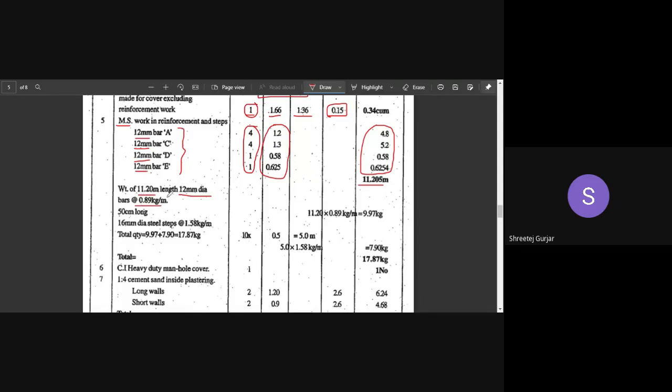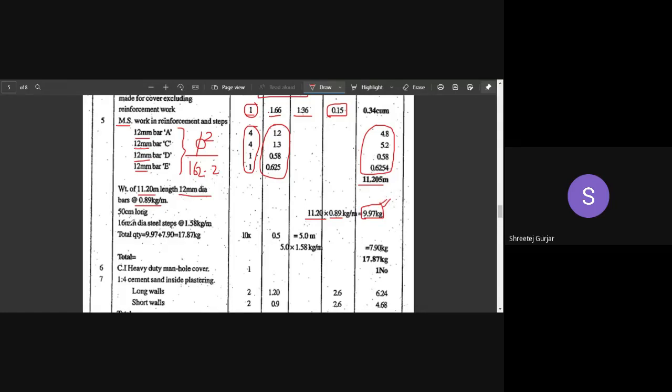How do you get 0.89 kg per meter? You can get this from the formula phi squared divided by 162.2, wherein phi is 12, the diameter of your bar. If you substitute this, you will get 0.89. So we can now multiply 11.2 into 0.89, and you will get the total quantity of steel required in the slab in kg. So we are done with that.